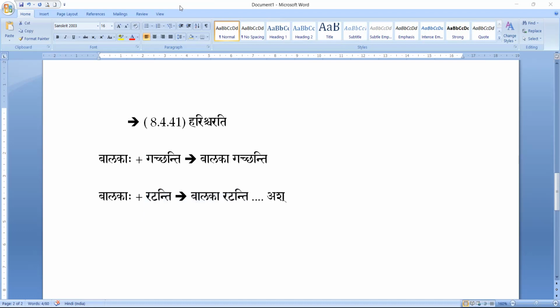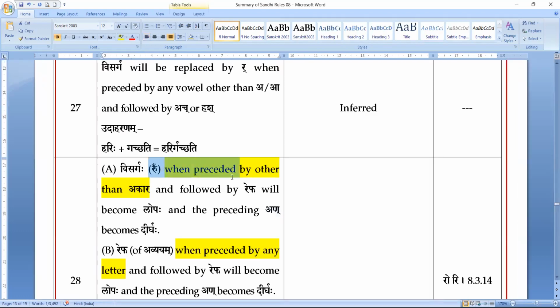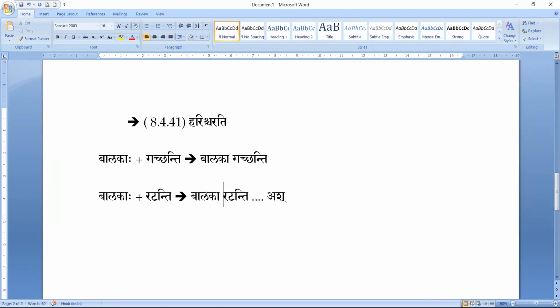Please go back and see the rule. That is, ru preceded by a vowel other than akara. In the example, akara is there, so it is not a vowel other than akara. Therefore, we can apply. Number one, and followed by repa. In the example, is repa there or not? Ratanti. Yes, there is. Then ru will become lopa. That is step number one. The following letter is repa. This ru is nothing but repa. The repa will become lopa. No yakara business.